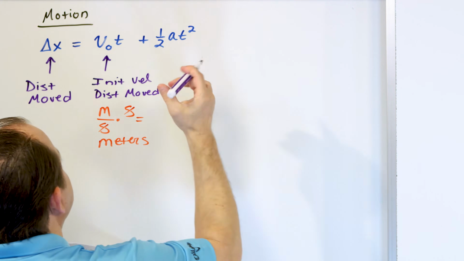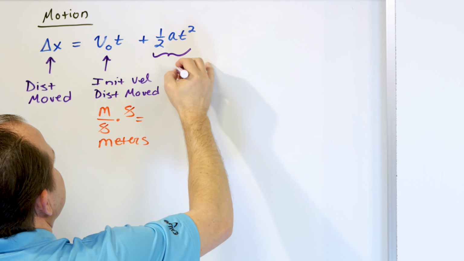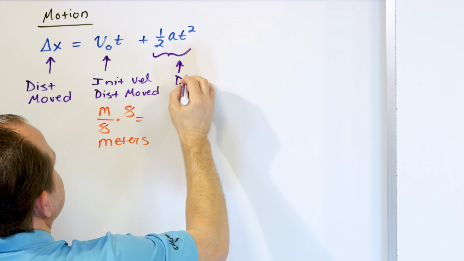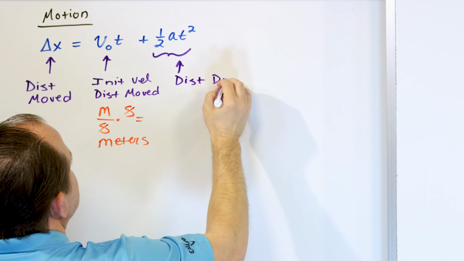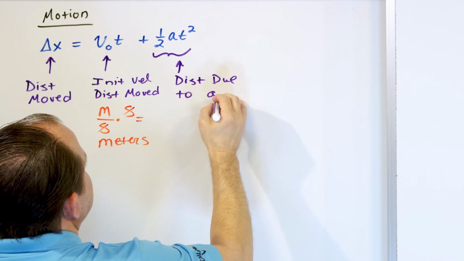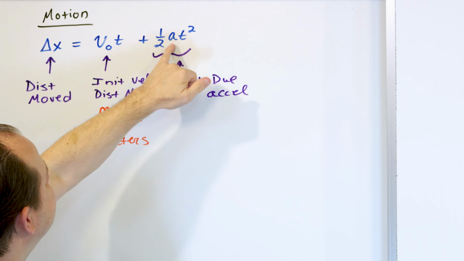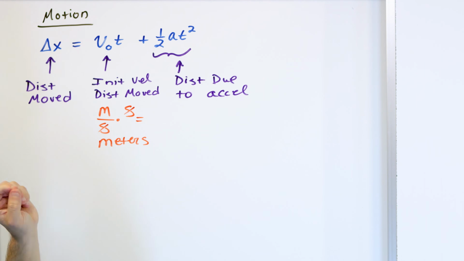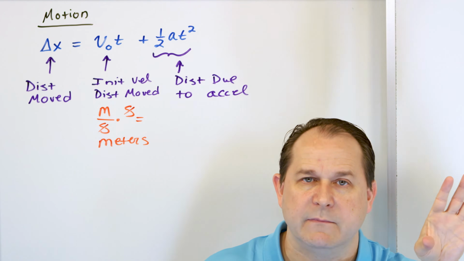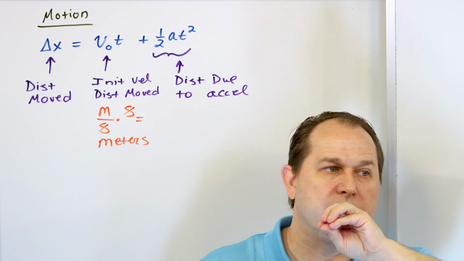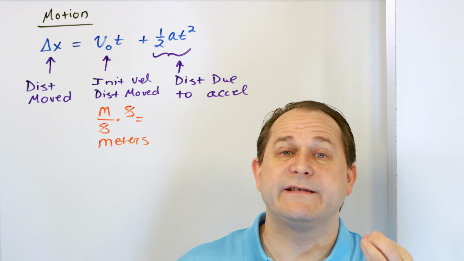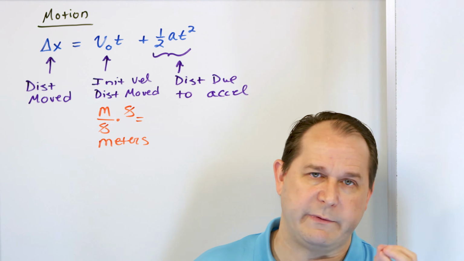All right. Now this term is the distance due to the acceleration. Because we're saying here that we have an A. A is acceleration. This is also the time. So we have two things going on here. We have some initial velocity that the thing is moving at. But then the acceleration means we're either speeding up or we're slowing down.